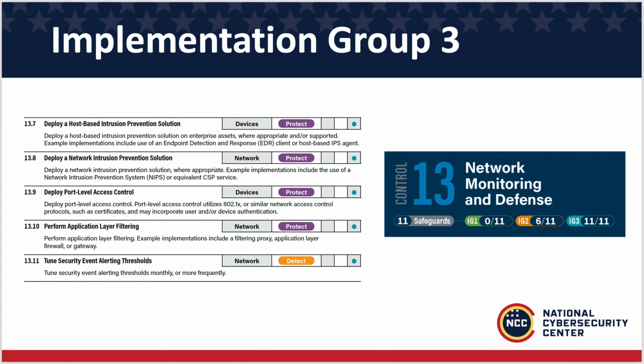IG3: intrusion prevention for hosts and network. Port level access control, application layer filtering, tune security event alerting threshold. So this all relates to what you're letting in, who you're letting talk to who, about what, setting the filtering rules within your network architecture to make sure that only the people you want talking, or the devices you want talking to other devices through different methods, are doing so, and that reduces your overall attack surface to the outside, to some type of criminal attacker.